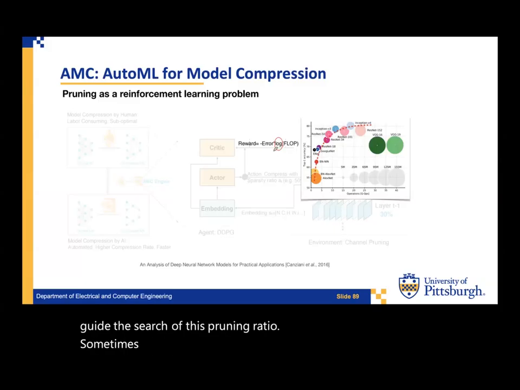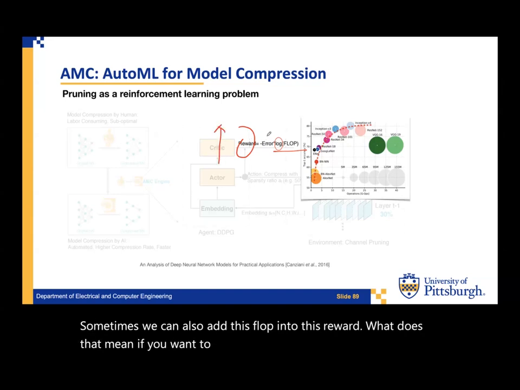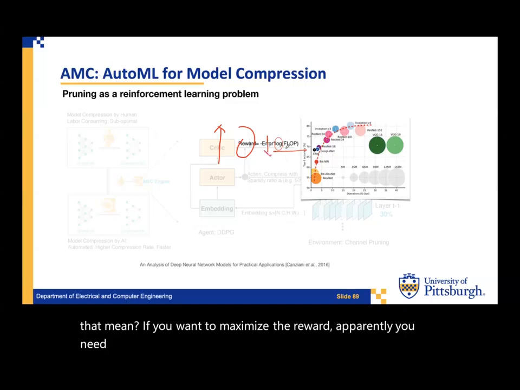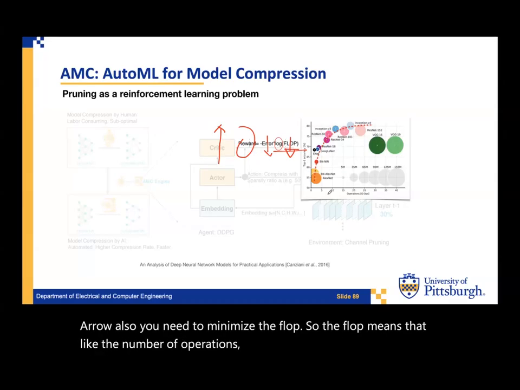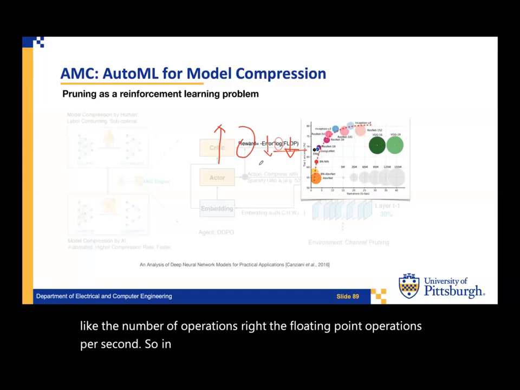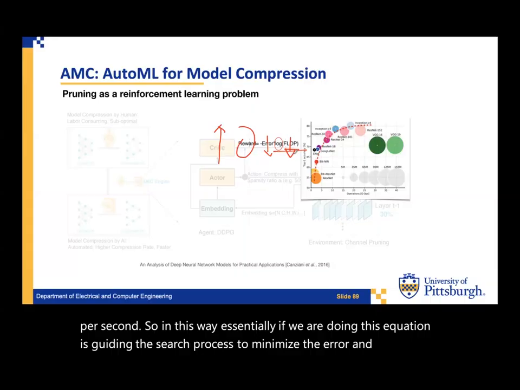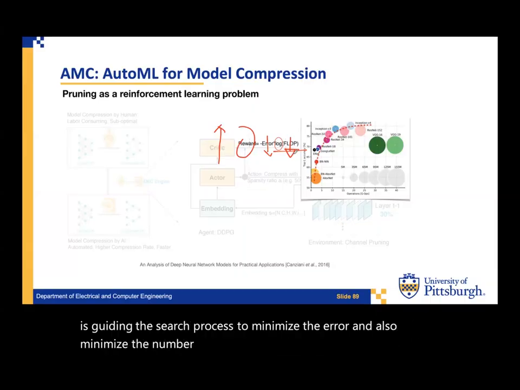Sometimes we can also add the FLOPs into this reward. What does that mean? If you want to maximize the reward, apparently you need to minimize the error. Also, you need to minimize the FLOPs. So the FLOPs means the number of operations, right? The floating point operations. So in this way, essentially, this equation is guiding the search process to minimize the error and also minimize the number of parameters or the MACs. Okay, so we want to minimize the latency as well as the error simultaneously.